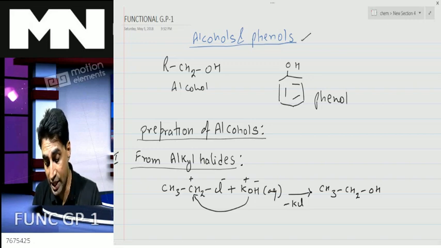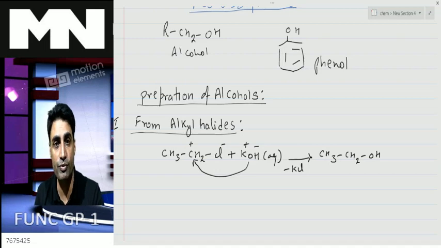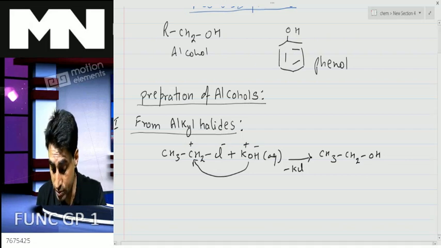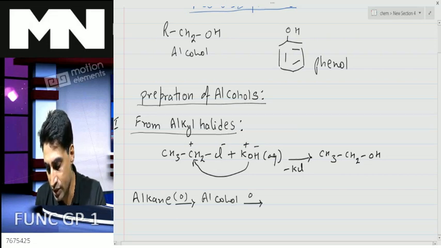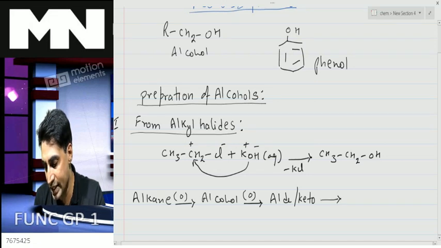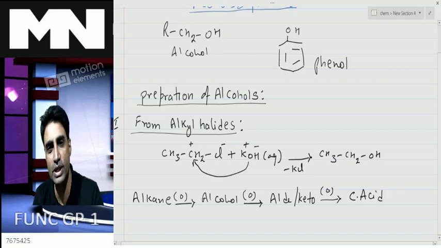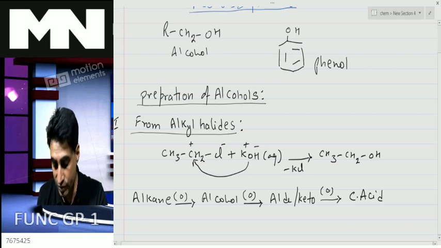We can also prepare alcohol from aldehyde and ketone. But before starting with that, I would like to tell you one general trend, how alcohols are formed. If I oxidize an alkane, on oxidation it will give me an alcohol. An alcohol on further oxidation will give me an aldehyde or a ketone. A ketone or aldehyde on further oxidation will give me carboxylic acid. This general trend was there in the 11th standard also. I'll give you one example for that.